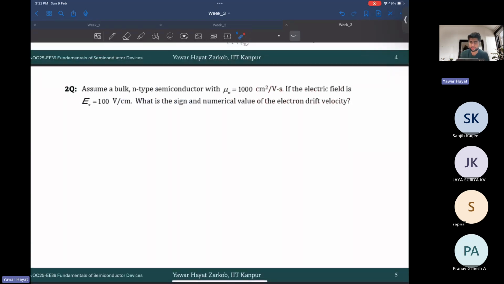Assume a bulk N-type semiconductor with mobility as 1000 centimeter square per volt second. If the electric field Ex is equal to 100 volt per centimeter, what is the sign and numerical value of the electron drift velocity? Does anyone remember the relation of mobility and drift velocity in an electric field? How are these three quantities related? This would have been taught in the course as well. How are mobility, electric field, and drift velocity related?